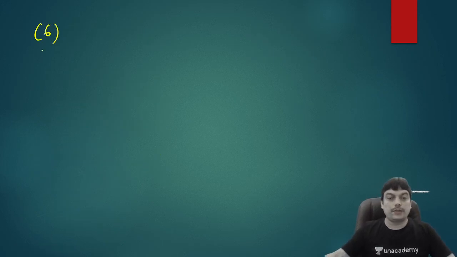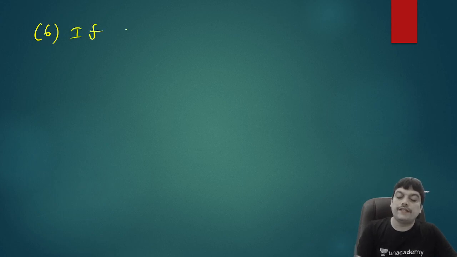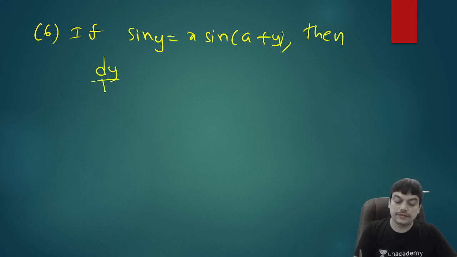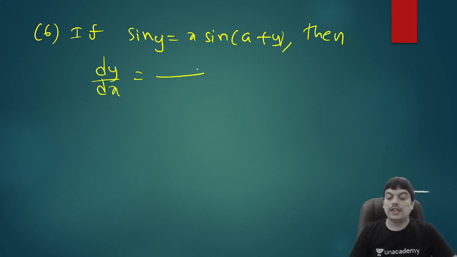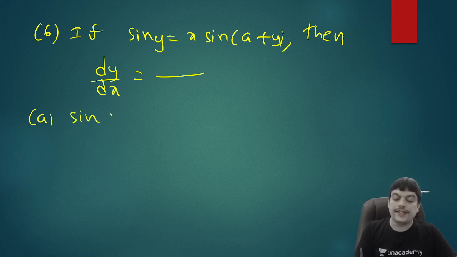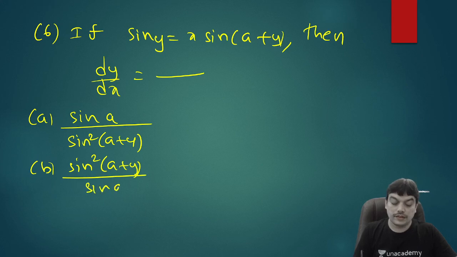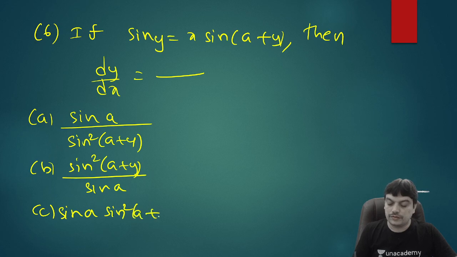Now let's do the next problem. If sin y is equal to x sin(a + y), then you need to find the value of dy/dx. The options are sin a divided by sin²(a + y), sin²(a + y) divided by sin a, sin a into sin²(a + y), and sin²(a + y) by sin² a.